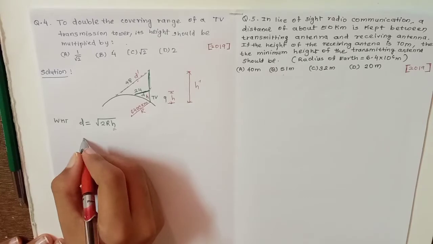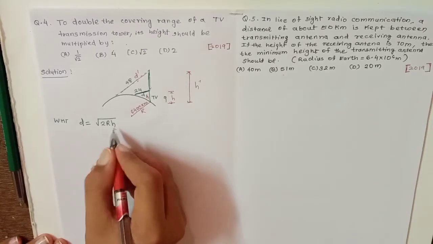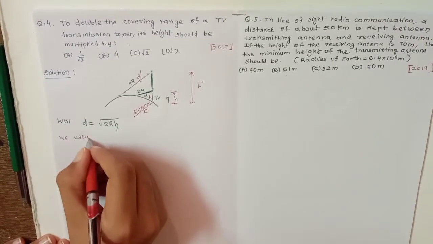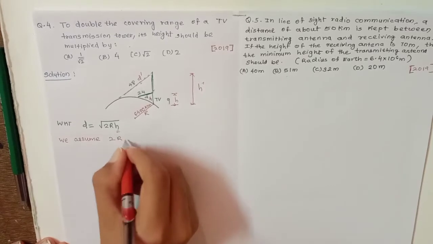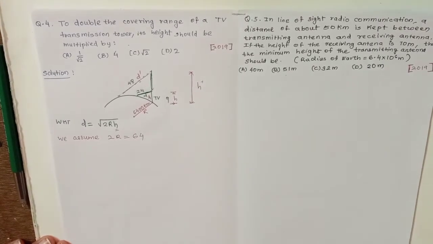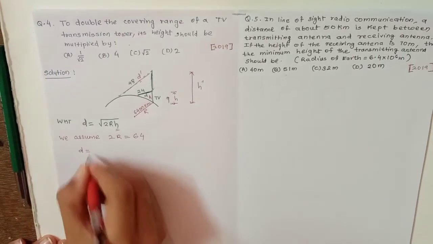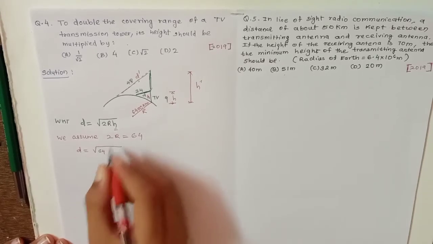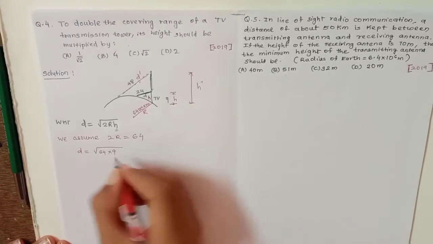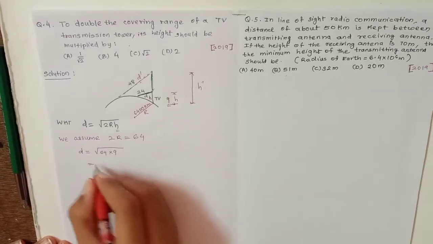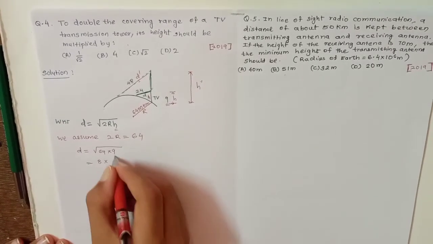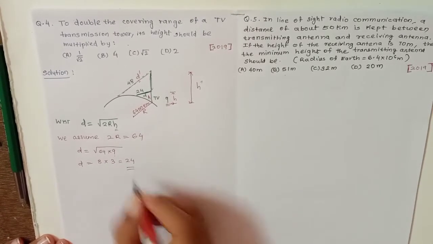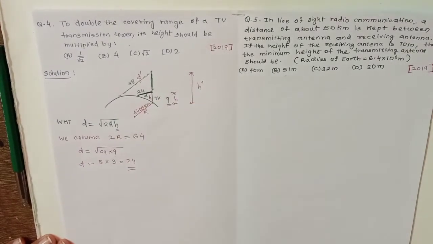So we know that D is equal to square root of 2RH, and we assume 2R to be 64. So the original range will be square root of 64 into H. H is 9 over here. Square root of 64 is 8, square root of 9 is 3, so the answer will come to be 24. This is the original range, which is 24.